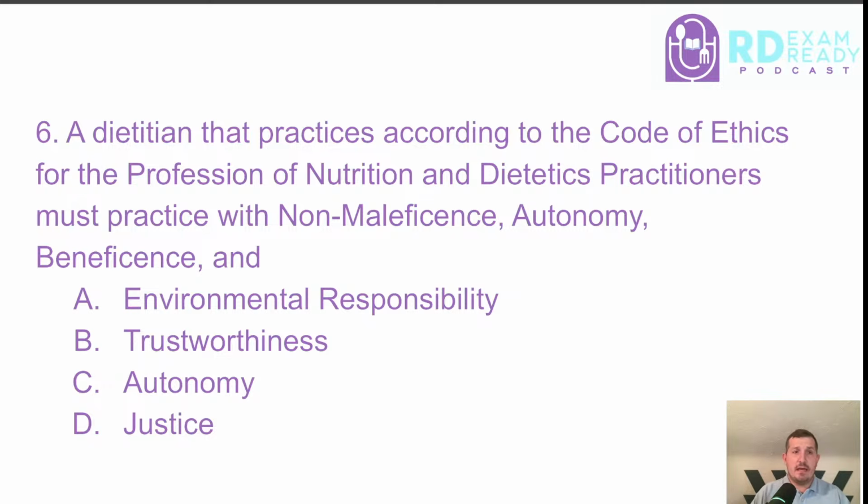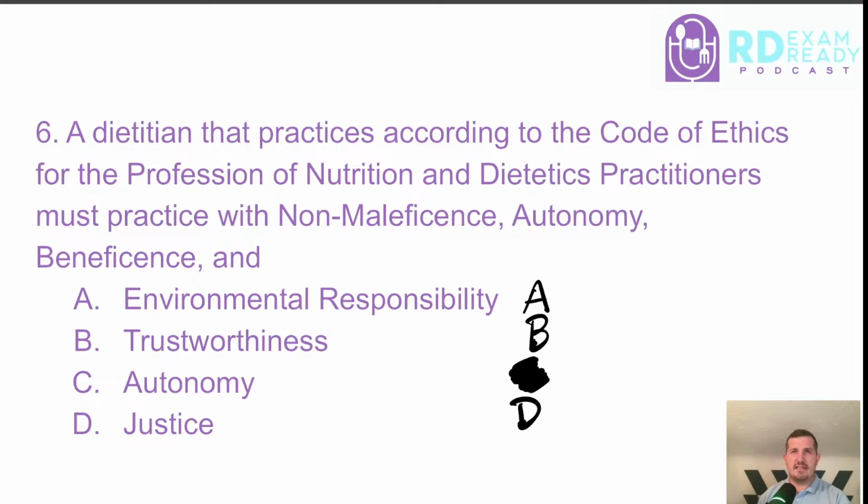A would be environmental responsibility. B is trustworthiness. C is autonomy. And D is justice. When I'm using my process of elimination here, well, automatically, the fact that autonomy is in there twice probably tells me that autonomy is not going to be my best answer, right? Okay, can't have it in there twice.